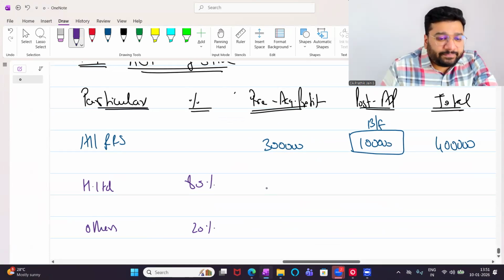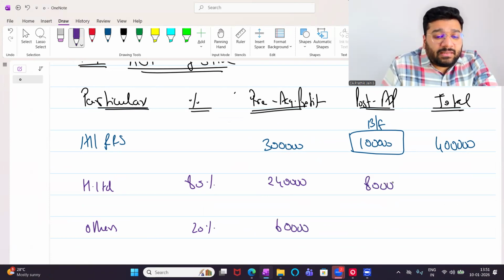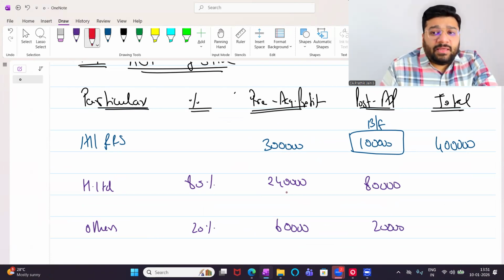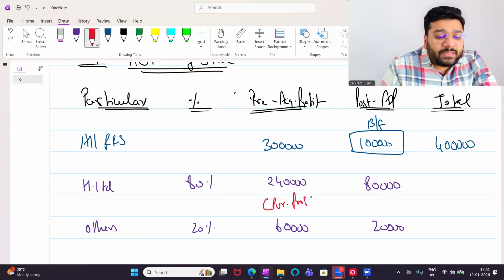Now do the bifurcation. 3 lakh, 80%: 2 lakh 40,000. 20%: 60,000. 1 lakh, 80%: 80,000. 20%: 20,000. Please tell me, this 240 is called what? Purchased profit. And this 80,000? Earned profit.